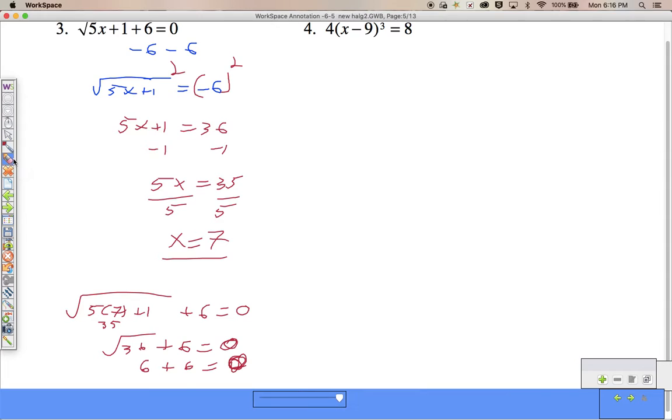All right, so when I check this, I should have square root of 36 plus 6 equals 0. 6 plus 6 equals 0. Wait a minute, that's not true. The answer that we got did not work in my equation. 6 plus 6 is not 0, so what I'm going to do is I'm going to get rid of this answer and say it has no solution.